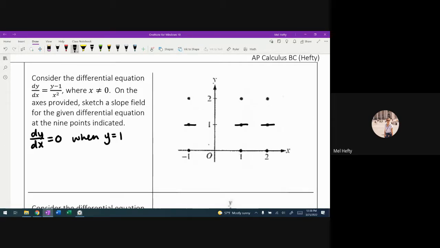Yeah, so this one, you would have problems at x equals 0. Notice, do I have any points on this line? No, so they won't ever ask us to do points where the slope is undefined. For the rest of them, I'm just going to plug in.